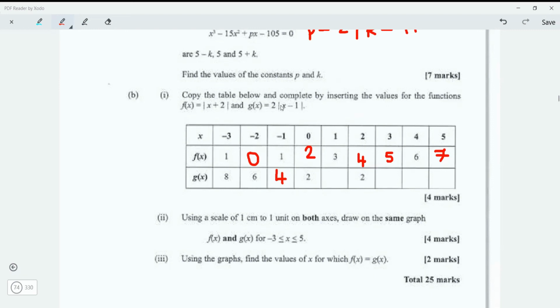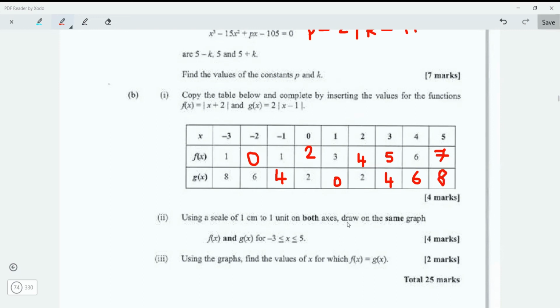Now, when it's 1, 1 minus 1 is 0. When it's 3, 3 minus 1 is 2, so that's 4. Good. Now here, 4 minus 1 is 3, 3 times 2 is 6. Good. And then here, 5 minus 1 is 4, 4 times 2 is 8. Good. All right, nice.